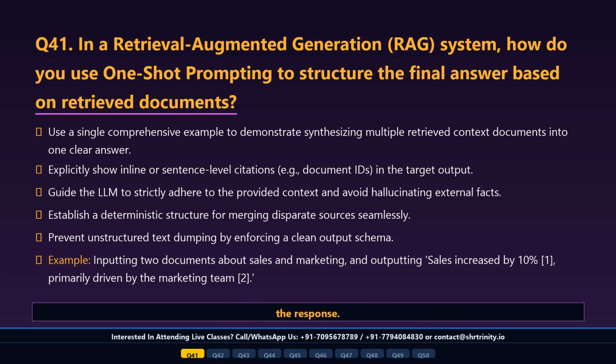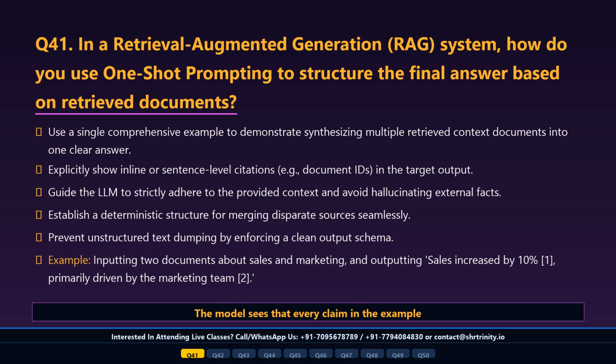Look at our concrete example. If document 1 states sales rose 10% and document 2 notes it was due to marketing, our exemplar explicitly maps those facts to "sales increased by 10%, [1], driven by marketing, [2]." Walking through this step by step teaches the model 2 crucial behaviors. First, only state facts found in the retrieved context. Second, format those citations cleanly at the sentence level.